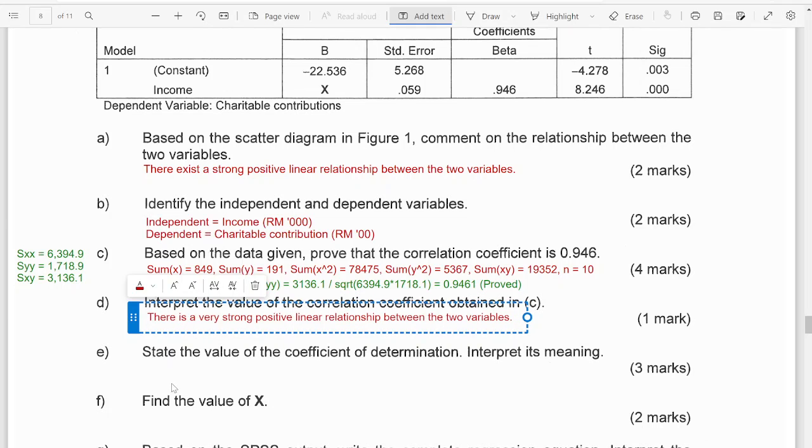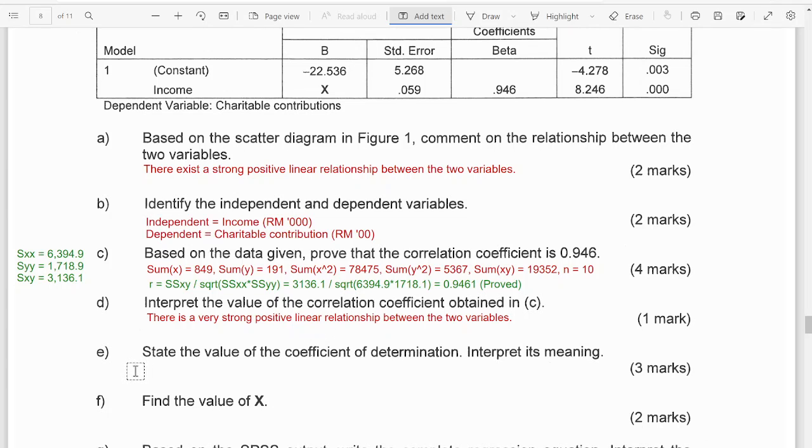Okay, alright, and then the second one they ask you, itu adalah untuk yang correlation coefficient. So dia ada dia punya direction positive, and then dia ada dia punya strength very strong. So mesti ada dua-dua tu. And to make this more complete, you can just replace the two variables with the given variables. So what you can say here will be there is a very strong positive linear relationship between income and charitable contribution. Okay, so you can just replace the two variables, alright?